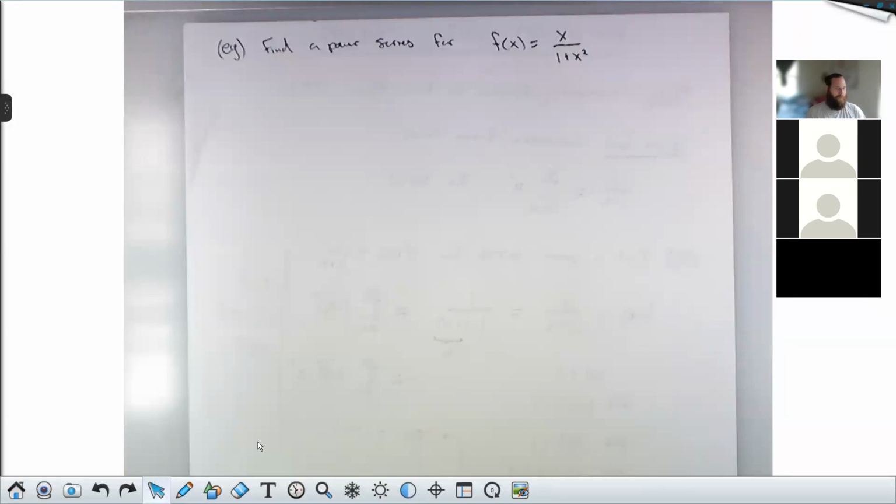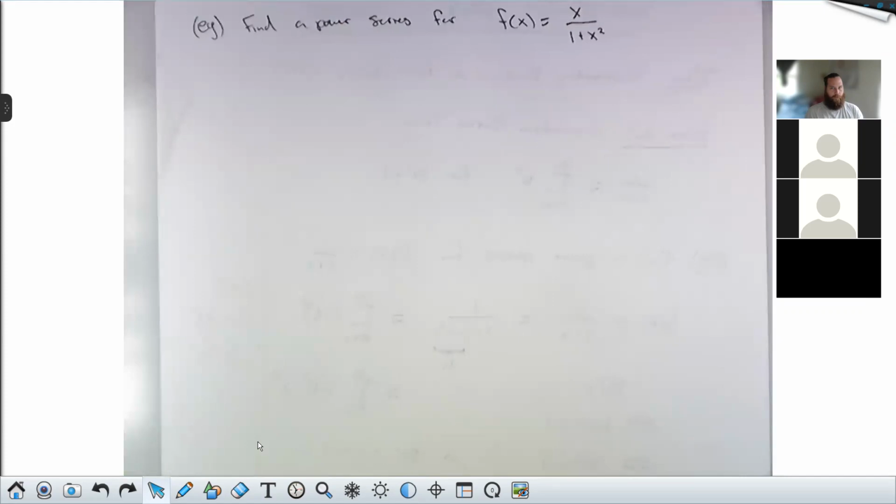So let's find a power series for f of x equals x over 1 plus x squared. Roughly the same vibe as the last one. We need to bash this with the algebra hammer until it's in the form where I can use my geometric series trick.